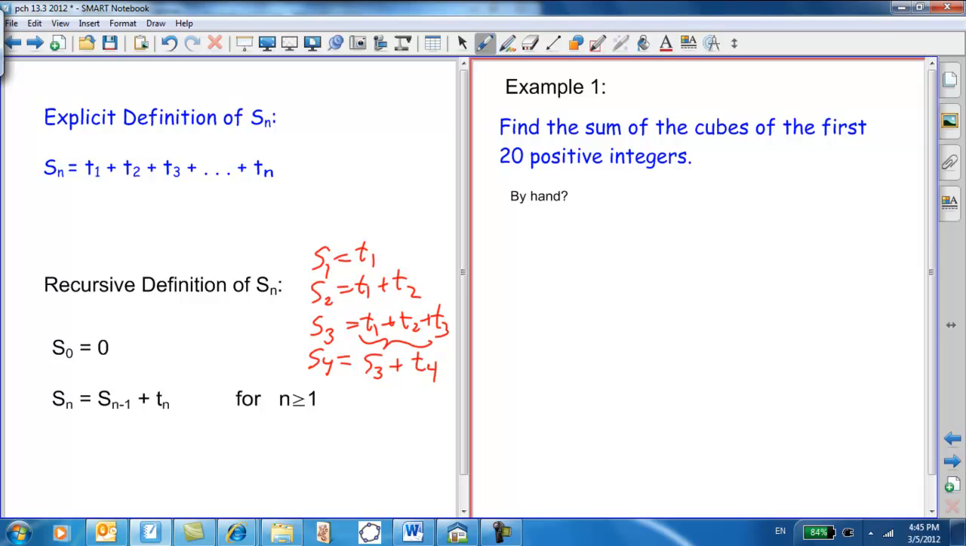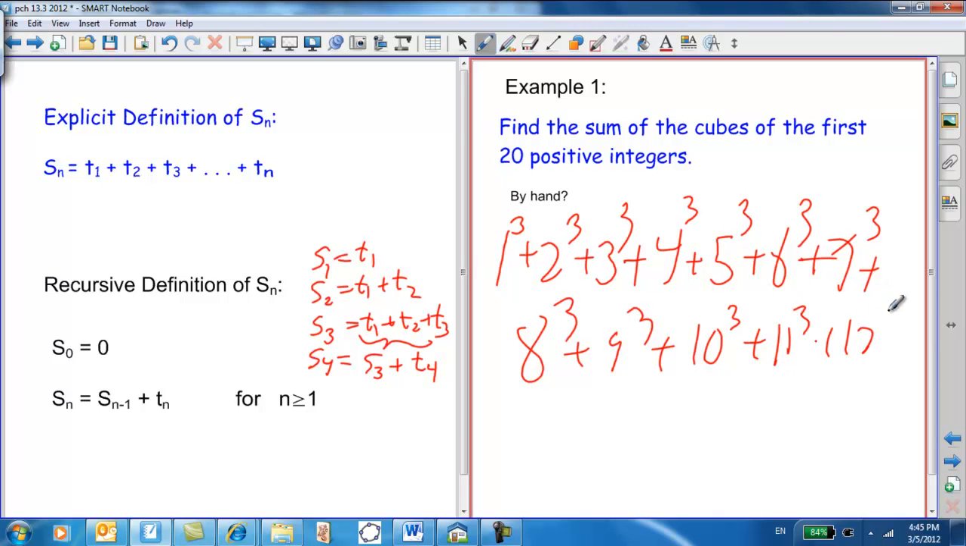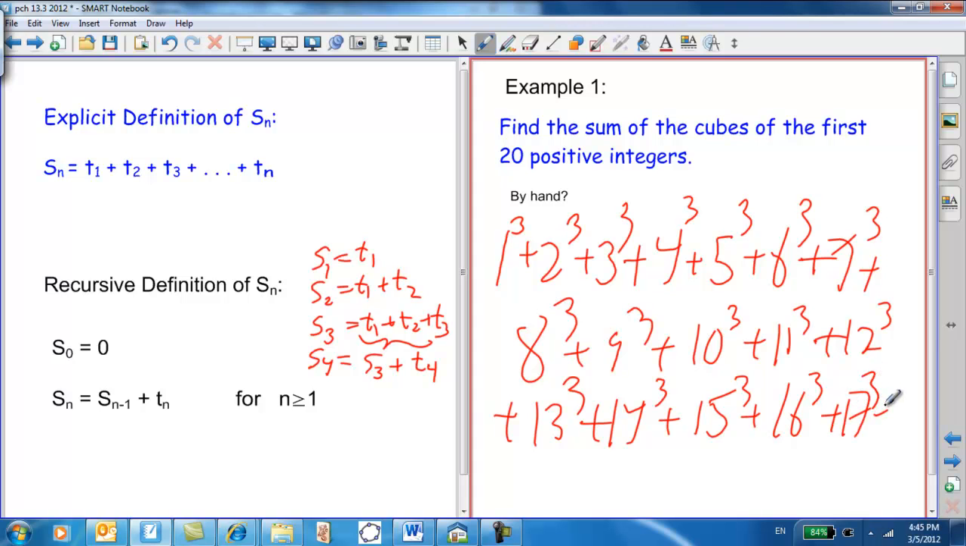Here's our first example. Find the sum of the cubes of the first 20 positive integers. So that's, by hand, 1 cubed plus 2 cubed plus 3 cubed plus 4 cubed plus 5 cubed plus 6 cubed plus 7 cubed plus 8 cubed plus 9 cubed plus 10 cubed plus 11 cubed plus 12 cubed plus 13 cubed plus 14 cubed plus 15 cubed plus 16 cubed plus 17 cubed plus 18 cubed plus 19 cubed plus 20 cubed. I hope you're big on your cubes. Oh my gosh, that's a lot of work.